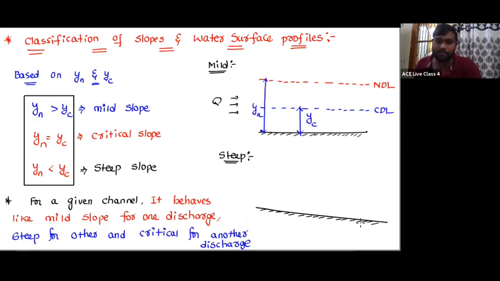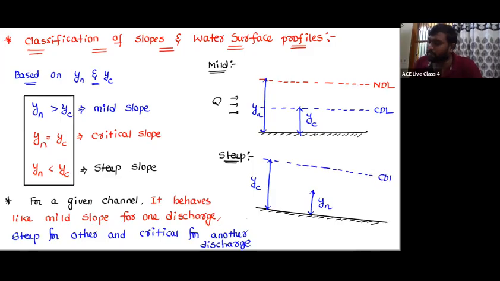if it is going to be the steep slope, so when do you say steep slope, please? When do you say steep slope? When yn is less than yc, which means now yc is more, yn is less. So when yc is going to be more, then whatever the line that represents the critical depth is known as a CDL.